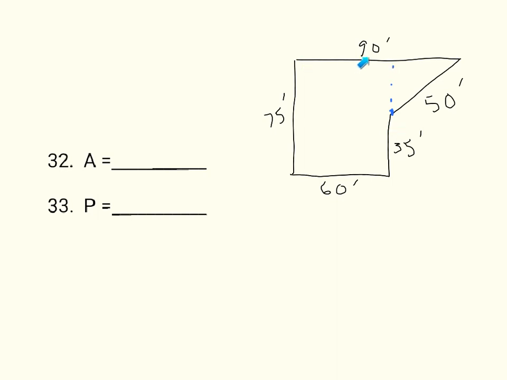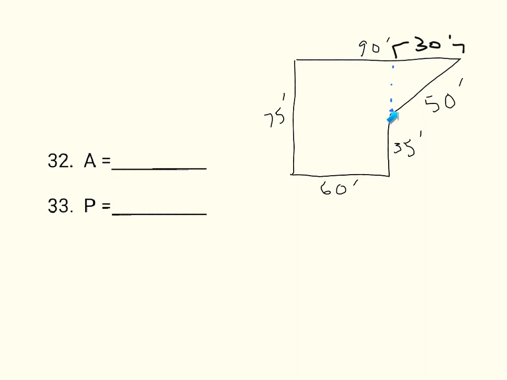So we know that from here to here would be the same distance as the base of the rectangle. So that's going to be 60. Altogether, it's 90, which means the shape that's left must be 30. So it's 30 feet just from here to here. So that's part of the mystery.